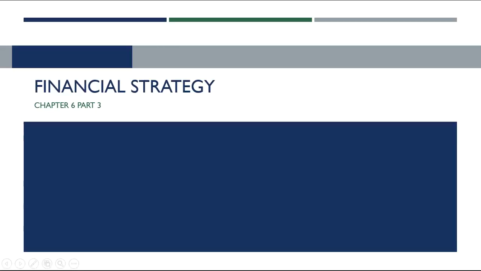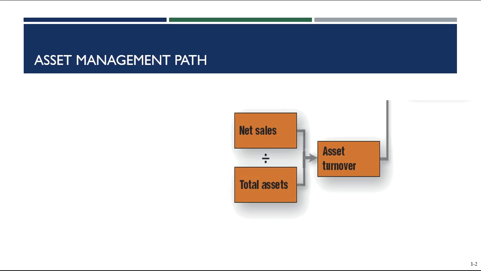Let's talk about the second half of the strategic profit model, the asset management path. All of the information that you need to analyze the asset management path can be found on the retailer's balance sheet. So at this point in time, you might want to pull out the balance sheet that was posted in the Chapter 6 content folder so you can use that to follow along with the conversation.